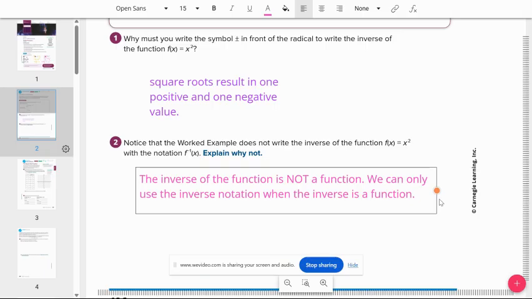So the inverse, it's not an actual power of -1. It's the notation of saying we're doing the inverse of f of x. So it's not a -1 exponent. It's a notation -1 exponent.